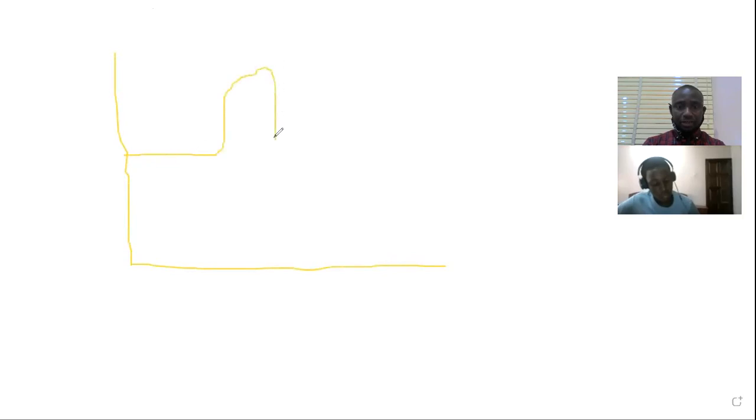This is an example of what a catalyst does. Let me do a drawing. Now this is the reactant, this is the product. From here to here is what we call the activation energy. So what a catalyst simply does is it lowers it.